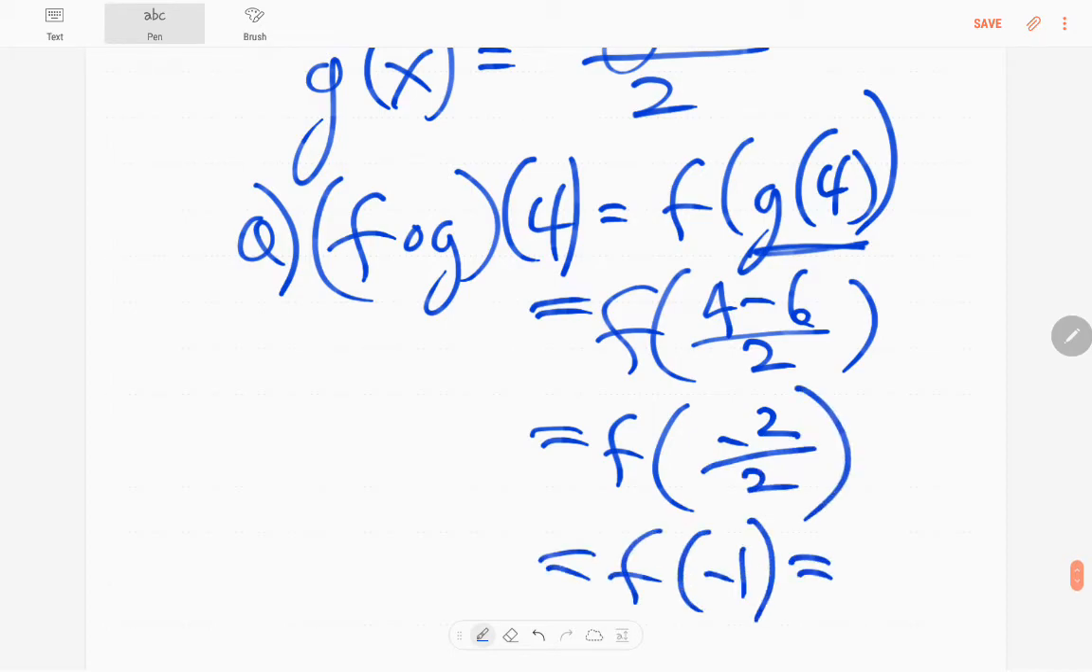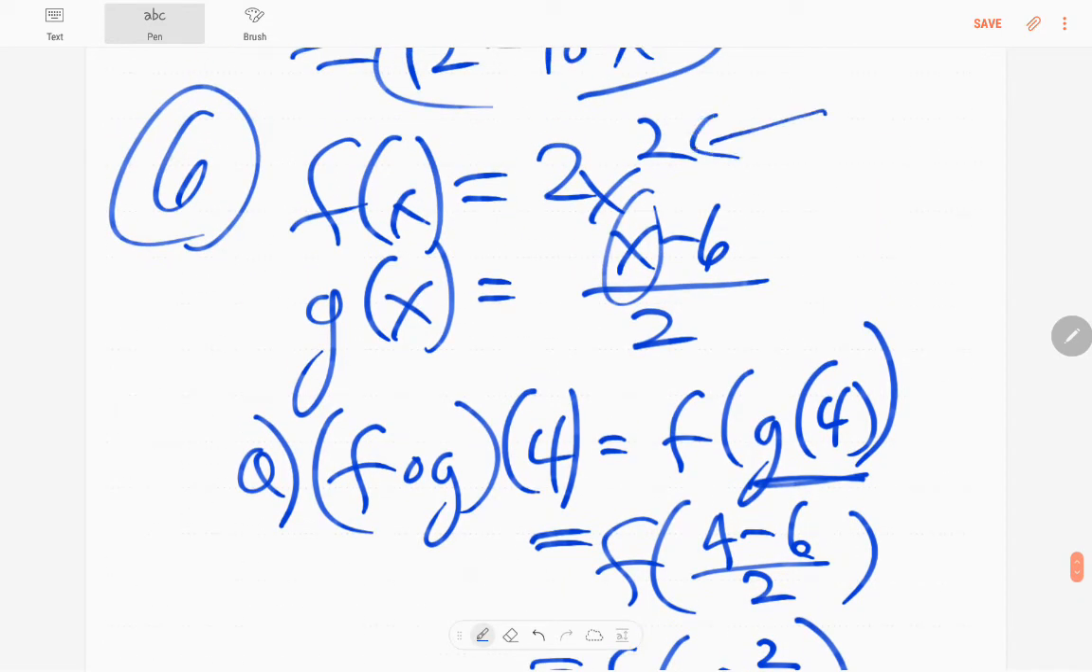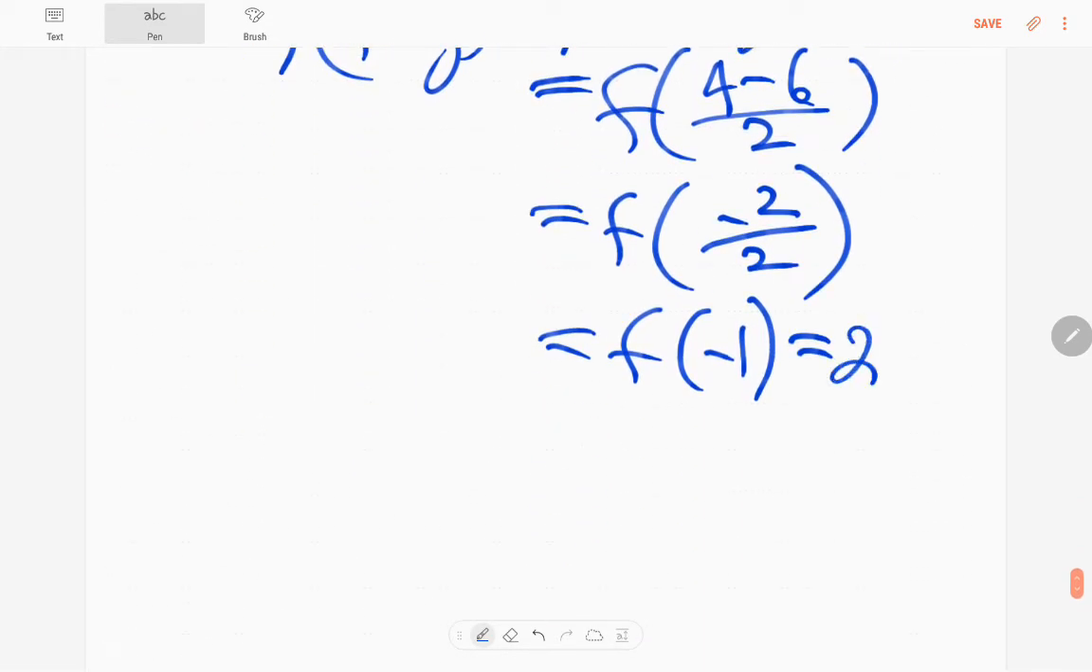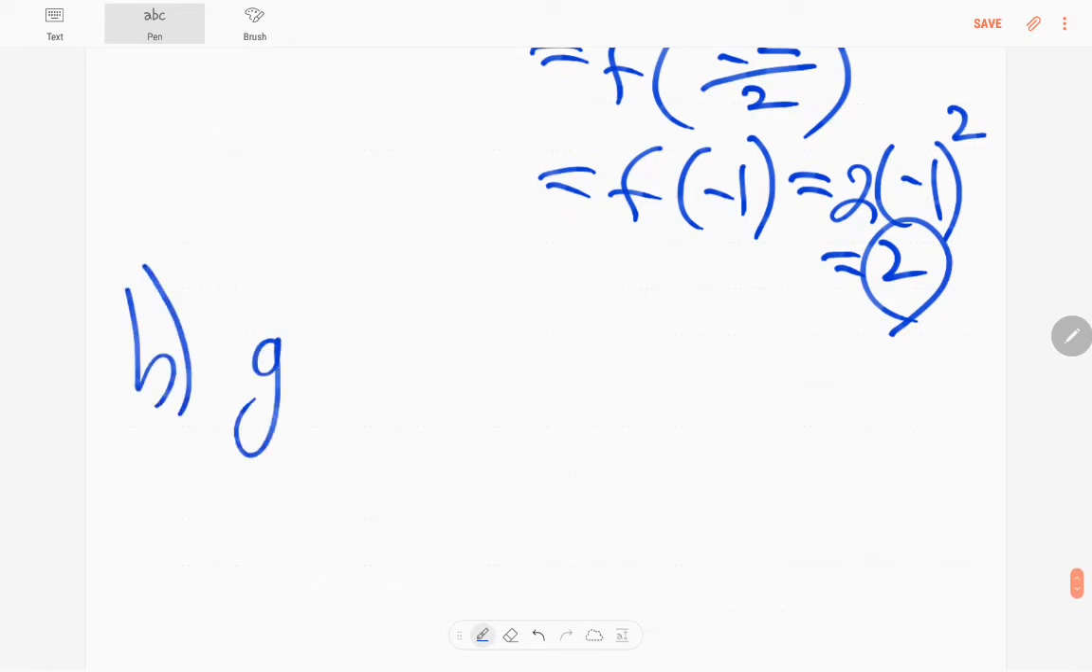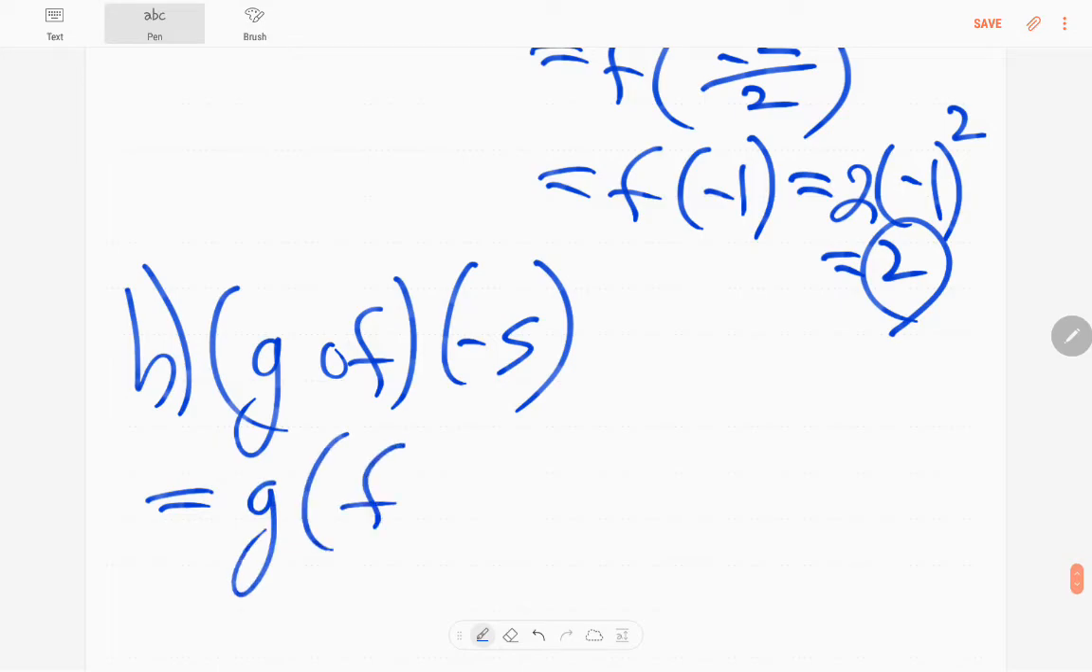And now I need f of negative 1. So put a negative 1 right there where the x is. And I just get a 2. And in part B, it says g of f of negative 5. Well, that's this.